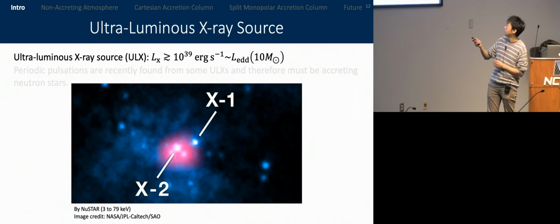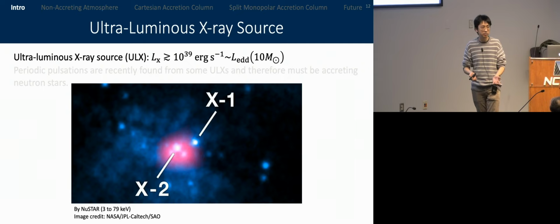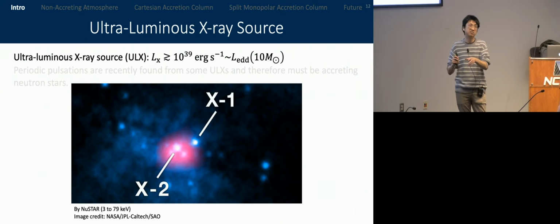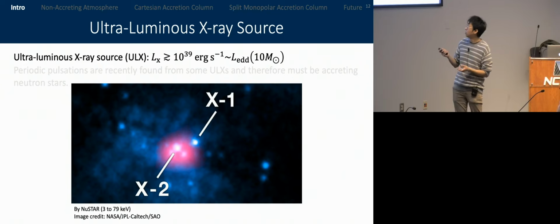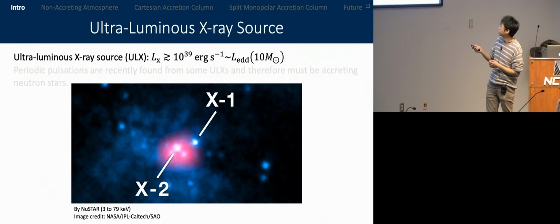Therefore, for this kind of object, you expect them to be either intermediate mass black holes, right? Because it's reasonable to have a 1,000 solar mass black hole emitting, say, 1% of the radiation out. Therefore, you can have the high X-ray luminosity, or it can be beamed radiation coming from a stellar mass black hole. And these are just images of two famous ULXs.